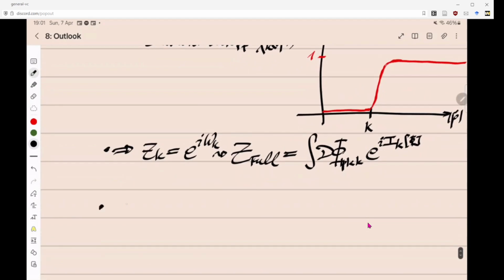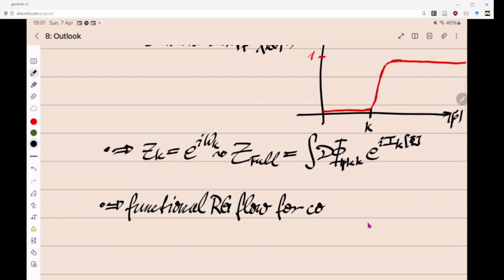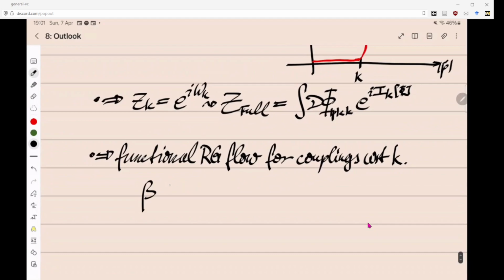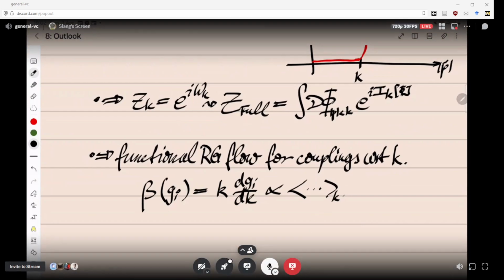And then you use this to derive functional RG flow for couplings with respect to k. So you get some beta functions of couplings which go like k dg_i/dk, and those are usually related to some expectation values, which also depend on the momentum scale k.